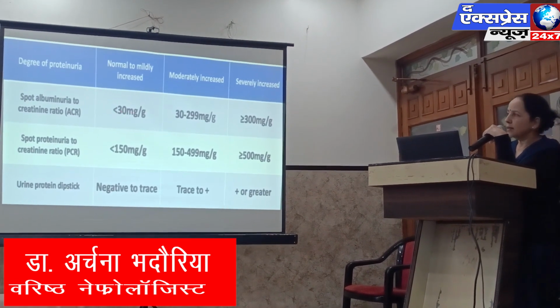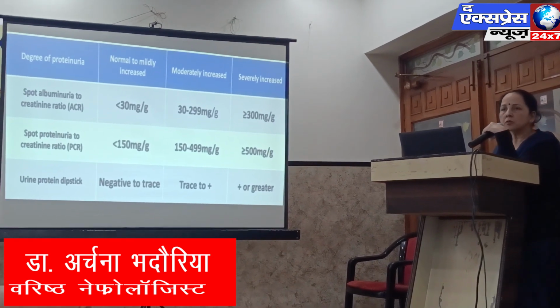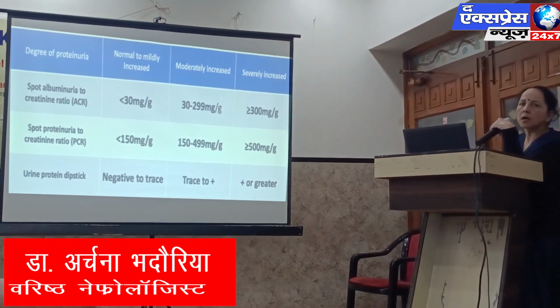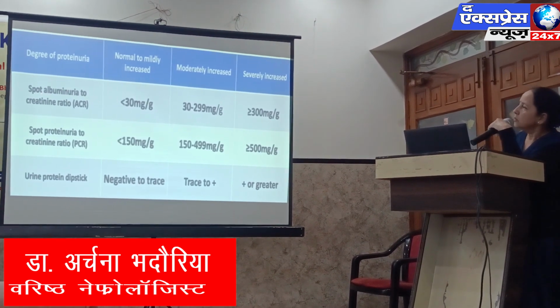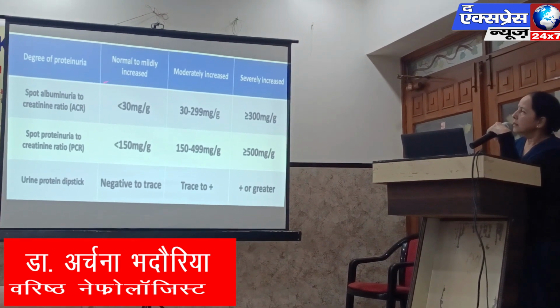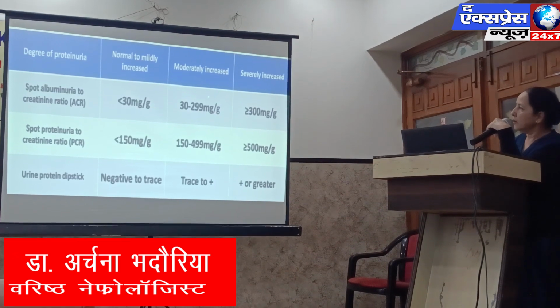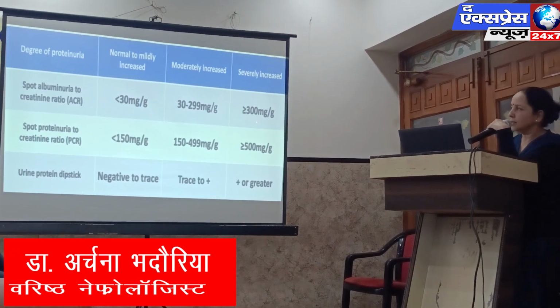Normally less than 30 milligrams per gram of creatinine. Because creatinine is constant, only albumin would be changing according to the amount of albumin which is being lost by the glomerulus. So spot albumin normal is less than 30 milligrams per gram. Moderately increased is 30 to 300 and severely increased is more than 300.